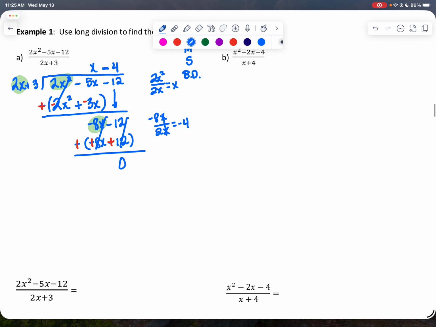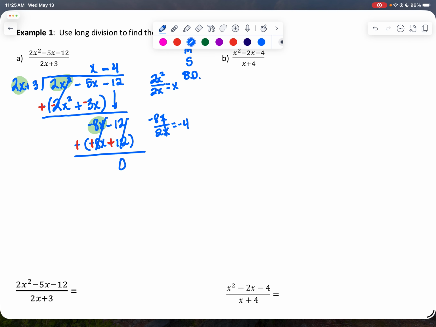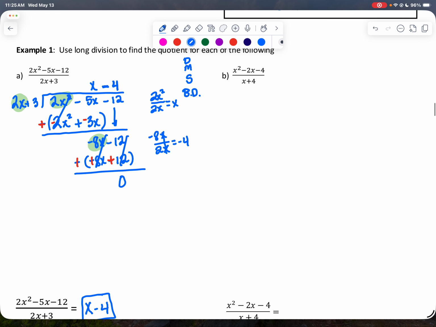So 2x squared minus 5x minus 12 divided by 2x plus 3 is equal to x minus 4 with no remainder. All right. Now in our next problem, we'll look at what to do if you do have a remainder.